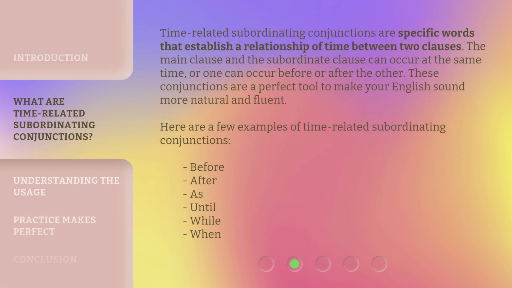Time-related subordinating conjunctions are specific words that establish a relationship of time between two clauses. The main clause and the subordinate clause can occur at the same time, or one can occur before or after the other. These conjunctions are a perfect tool to make your English sound more natural and fluent. Here are a few examples of time-related subordinating conjunctions: before, after, as, until, while, when.